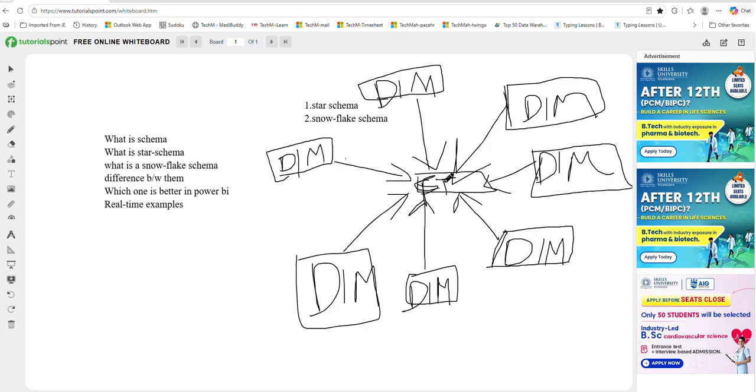So the structure is like a little star, right? Star. That's why this is called star schema. You can easily remember it like this.